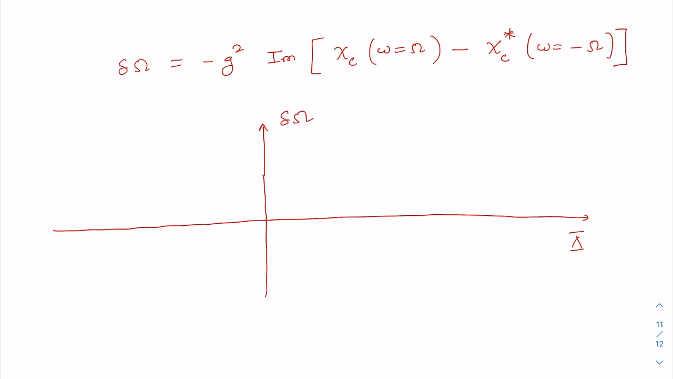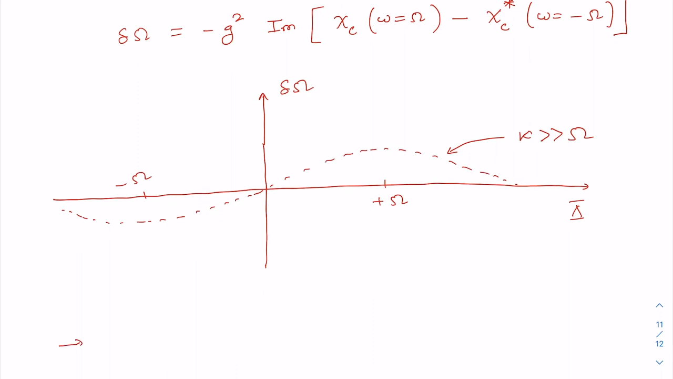Now, in the regime when the cavity decay rate kappa is much larger than omega, the resonance frequency, the plot will look like this. It would be antisymmetric, and it would be something like this. So you will have here plus omega, and this would be minus omega, and I am plotting it for the case when kappa is much larger than capital omega, the resonance frequency. Now as you can see from this plot, two things are clear. One is that this is antisymmetric.